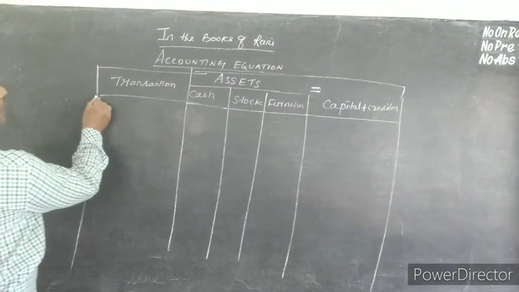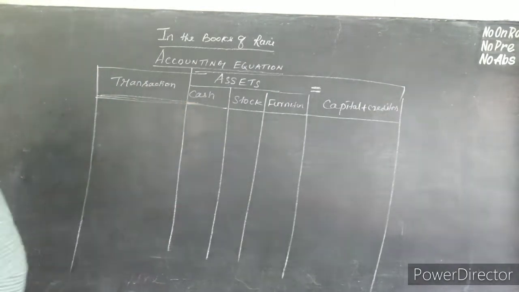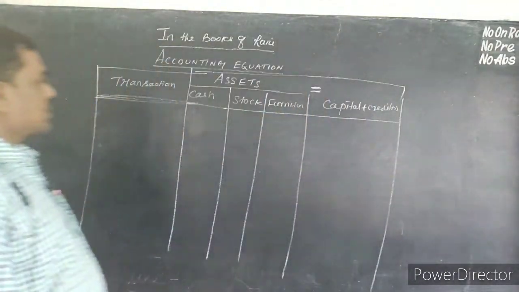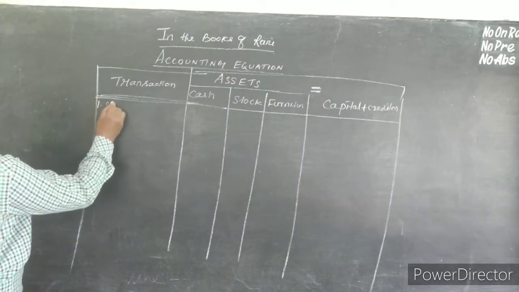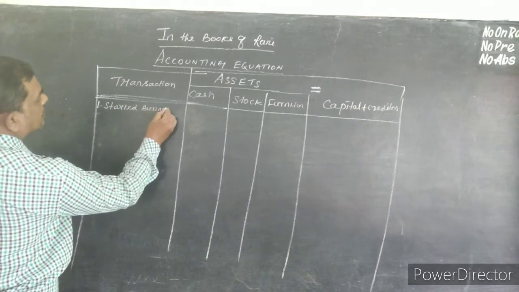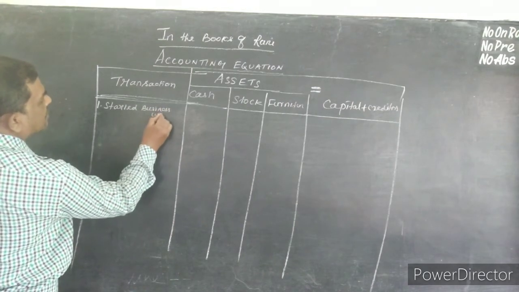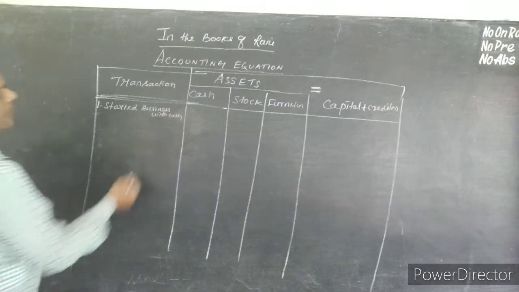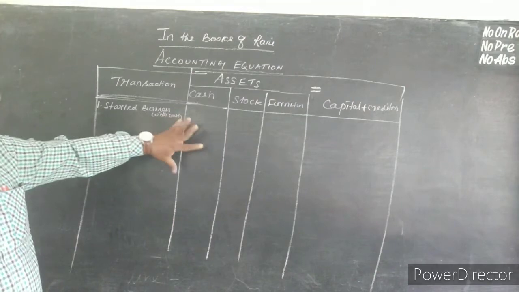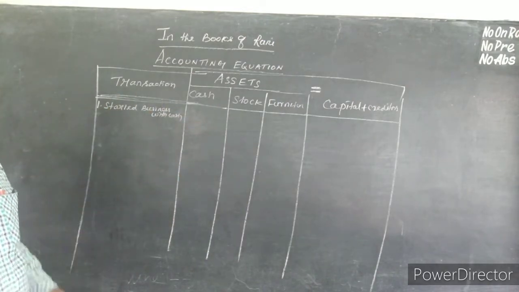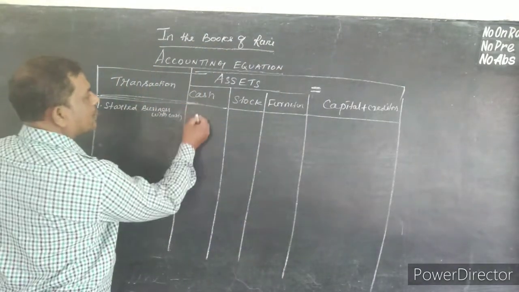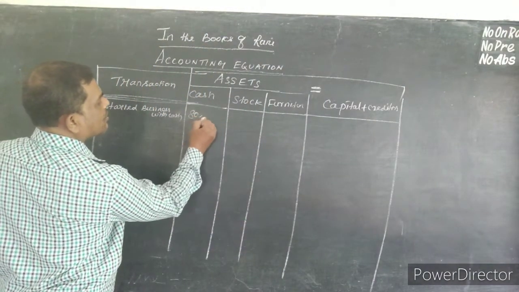What we have to do? The first transaction is: started business with cash. I told you here, started business is nothing but capital and the cash is cash. That is, they have invested capital in the form of cash. How much? Rupees 80,000. So here you put 80,000 under the cash.